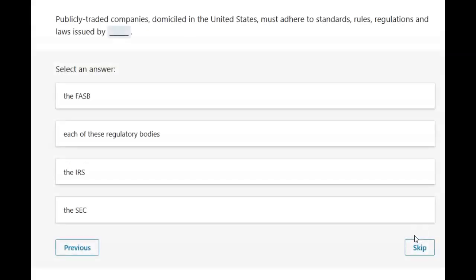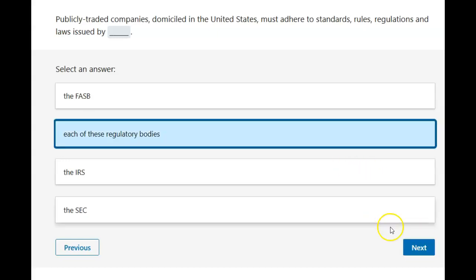Publicly traded companies domiciled in the United States must adhere to standards, rules, regulations, and laws issued by which organization? Well, certainly we need to consider the rules that make up GAAP. FASB's involved, but if you're traded on a public exchange, you've got to follow the rules of the SEC. Well, if two of them are correct, then it has to be each of these regulatory bodies. I think that's our best choice here.